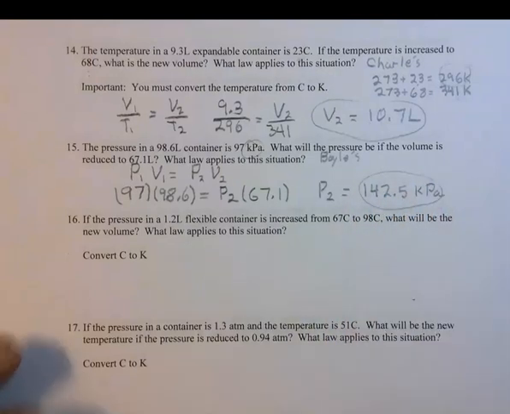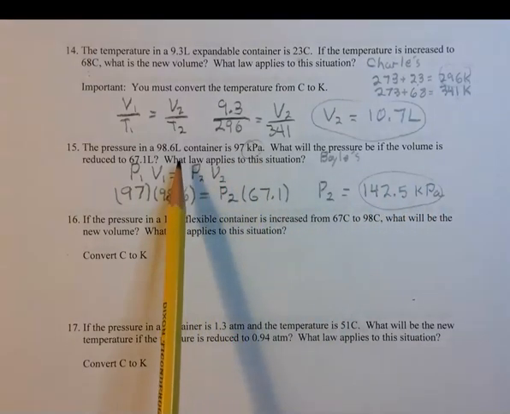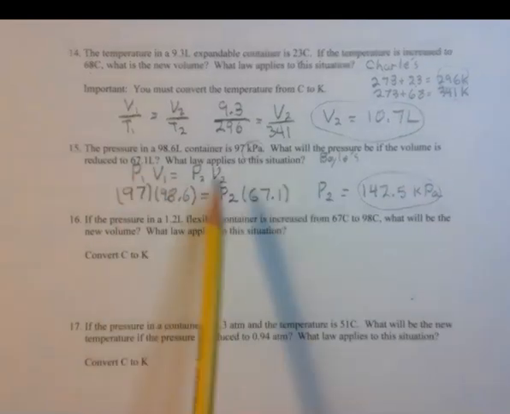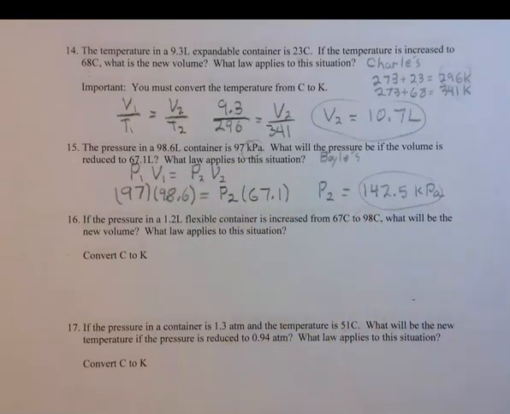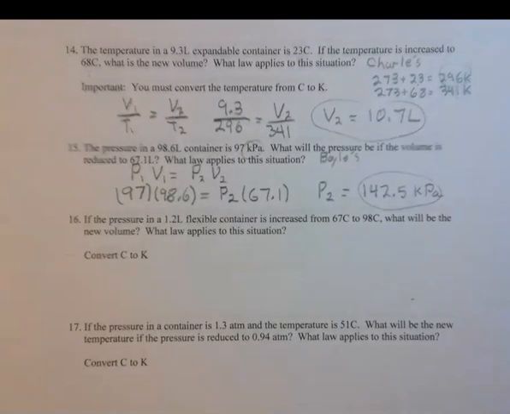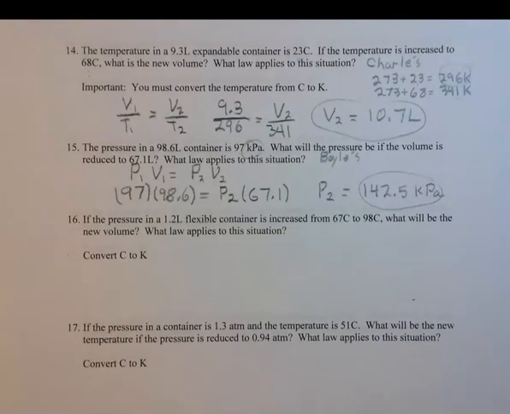Alright, so what happened? We squeezed down the volume from 98 down to 67, and that made our pressure go up from 97 to 142. Because at a smaller volume, the molecules moving at a particular speed are going to start hitting the walls more often inside of that smaller room.